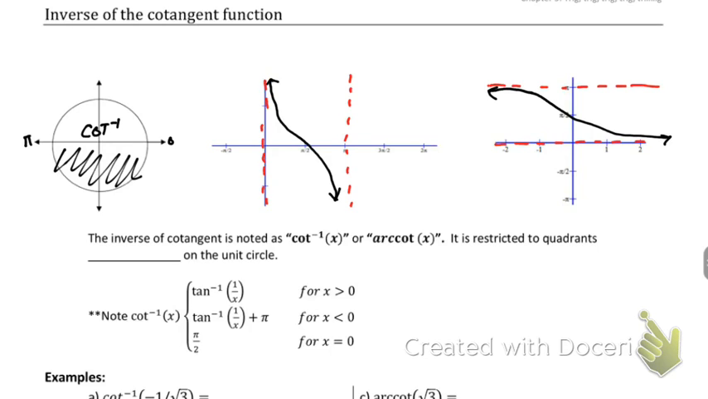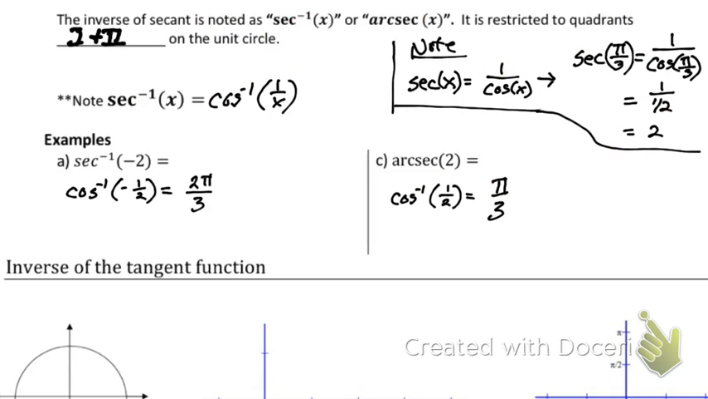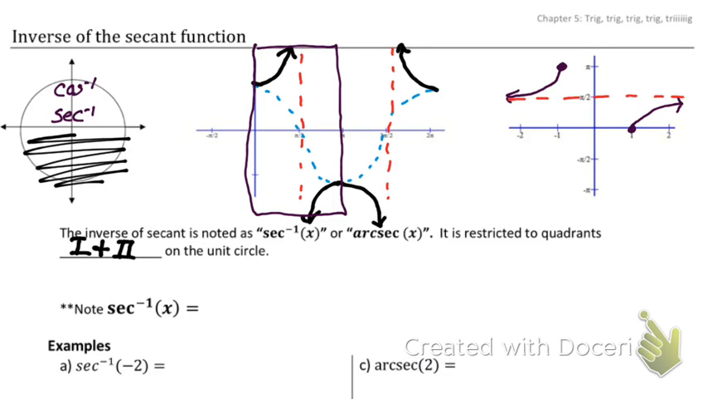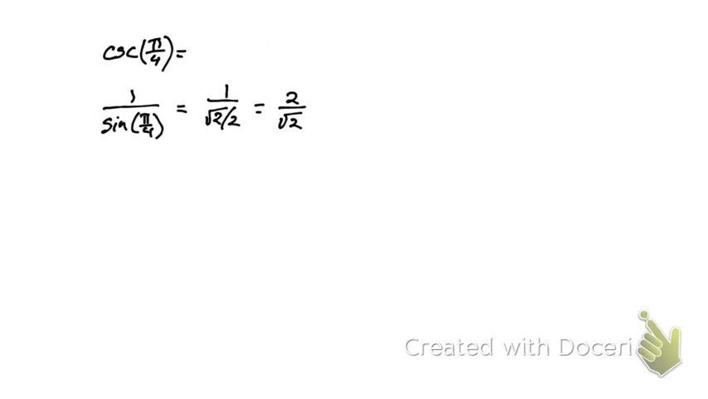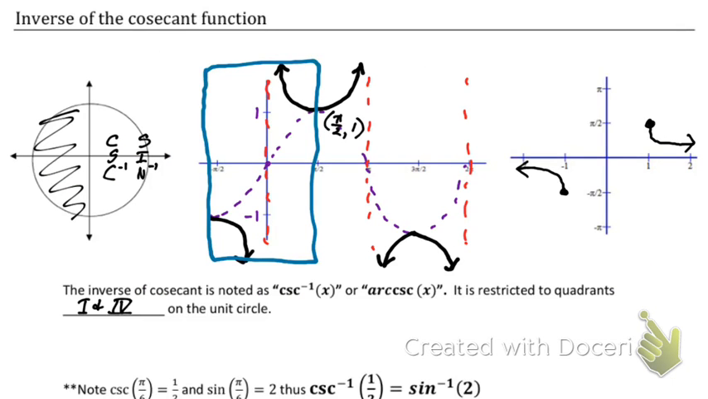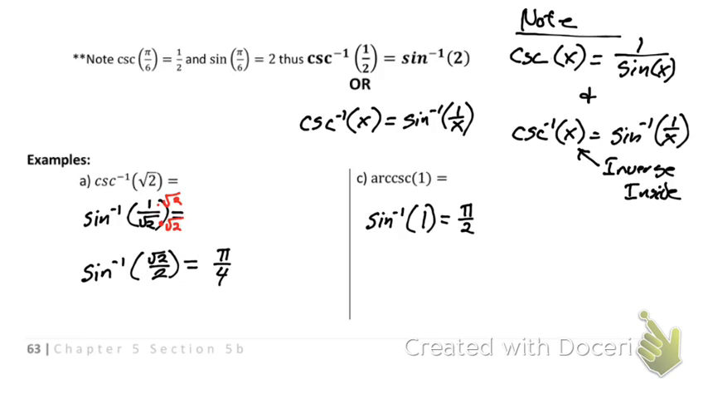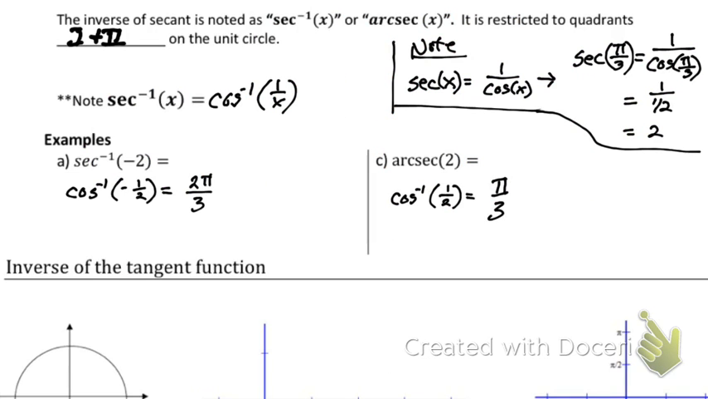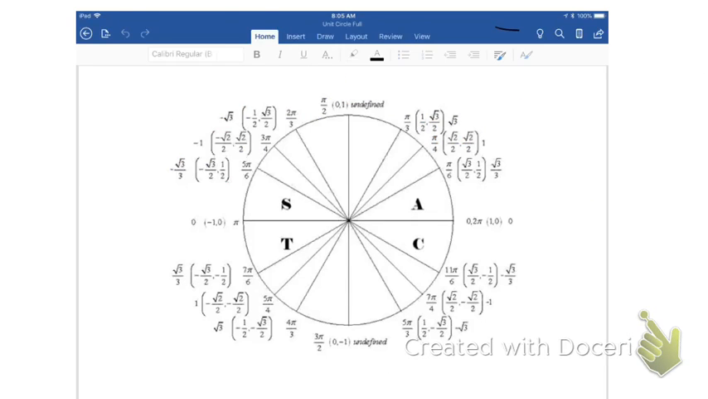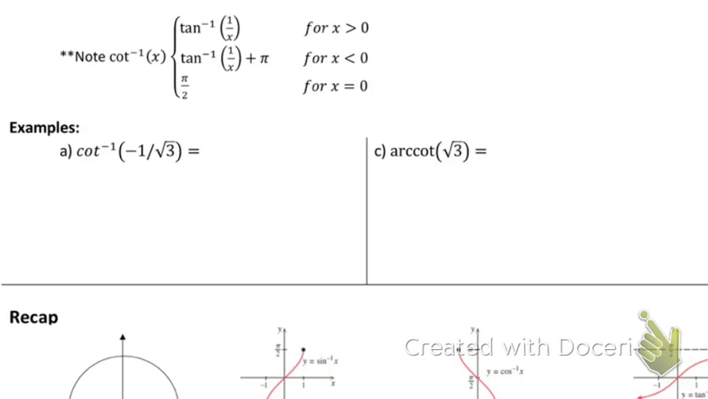Here's where we have a problem. Cosine inverse and secant inverse existed in the same 2 quadrants. Sine inverse and cosecant inverse both existed in the same quadrants. Here's where we're going to come up with a problem. And I'm going to focus on a specific problem before we go over these little cheat sheet things.